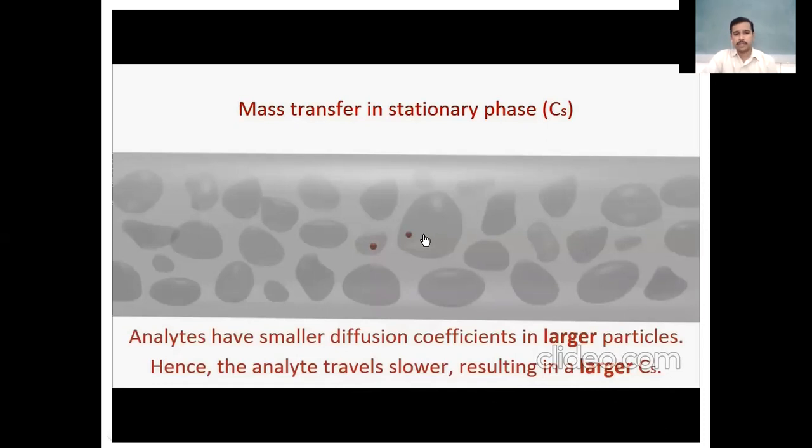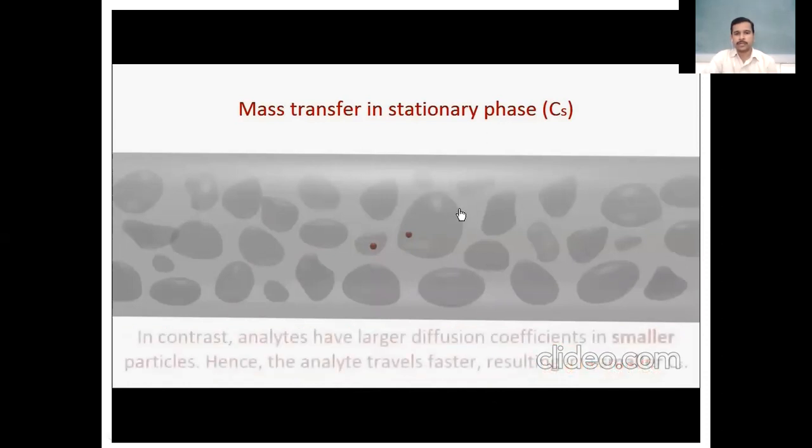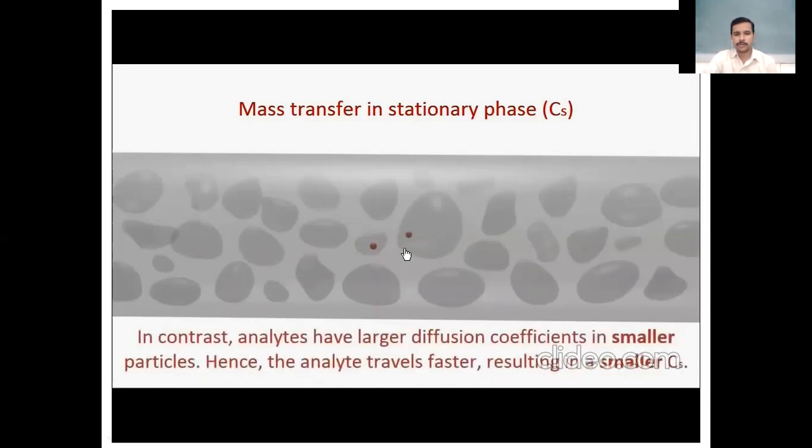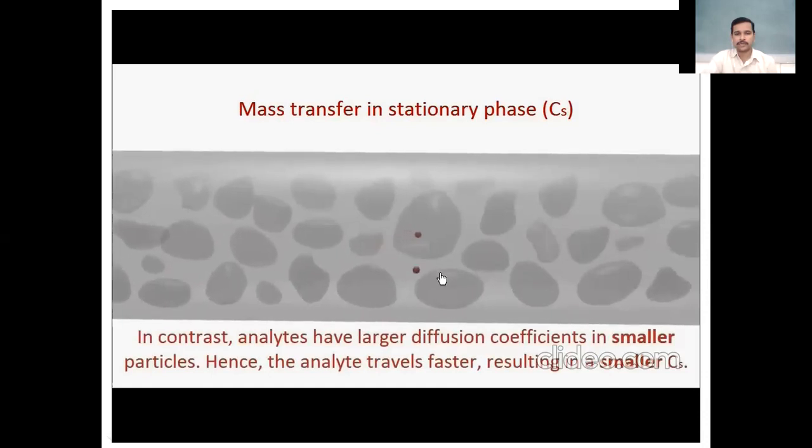So, they have smaller diffusion coefficients. If you assume the particles are larger, the diffusion coefficients are smaller. So, they will travel very slowly, and as a result of this slow movement of the solute molecules through the chromatographic column, their diffusion into the stationary phase will become maximum. As a result, the concentration of the solute in the stationary phase will be more. And this is known as mass transfer of the solute into the stationary phase. You can see here, solute has been retained in the stationary phase. As a result, its concentration in the stationary phase has increased.